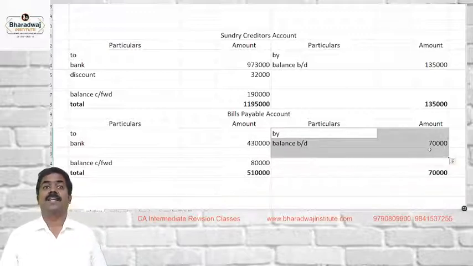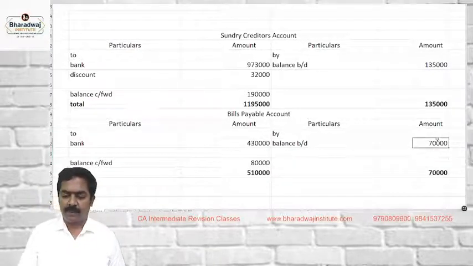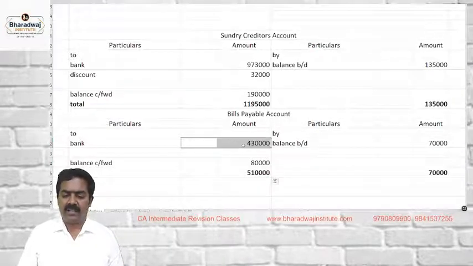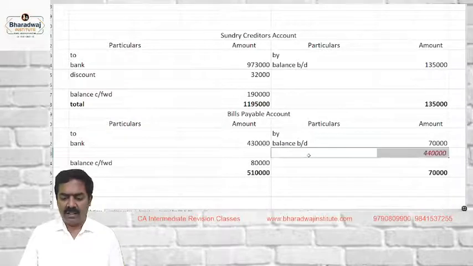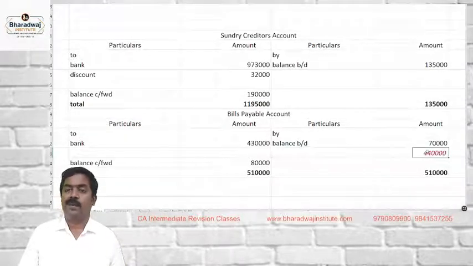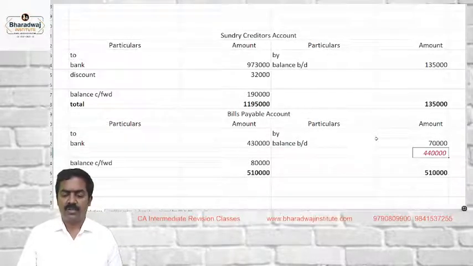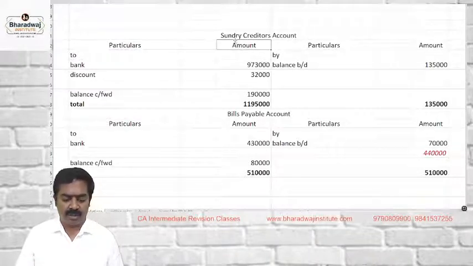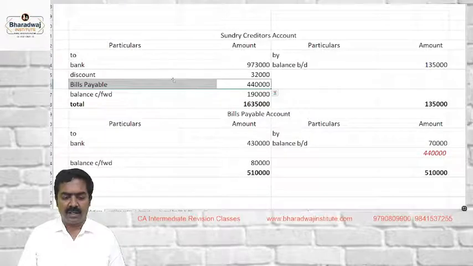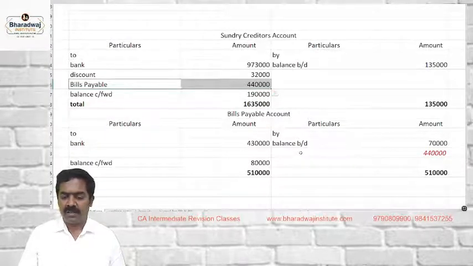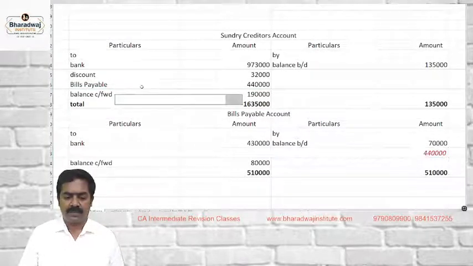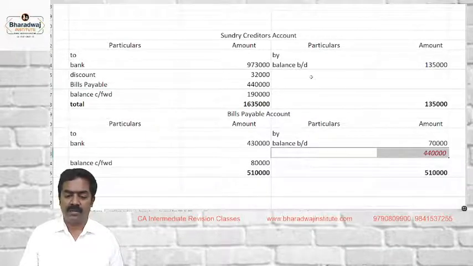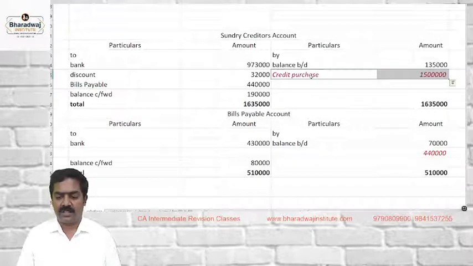This will give us bills accepted during the year. Opening balance 70, closing balance 80. We paid discharged bills 4,30,000. As a balancing figure, this is nothing but bills accepted by us. So what is the journal entry for bill acceptance? Creditors account to bills payable. This 4,40,000 is a balancing figure from the bills payable account. Tally this, you will get purchases as a balancing figure.